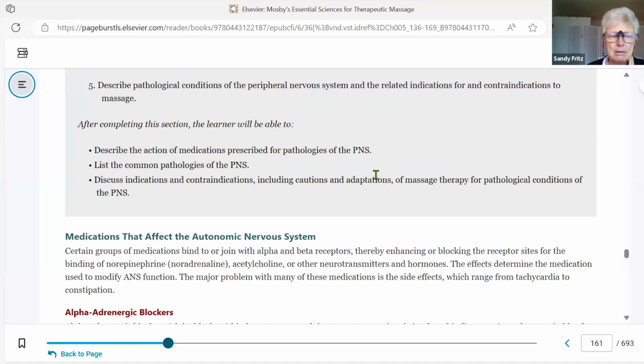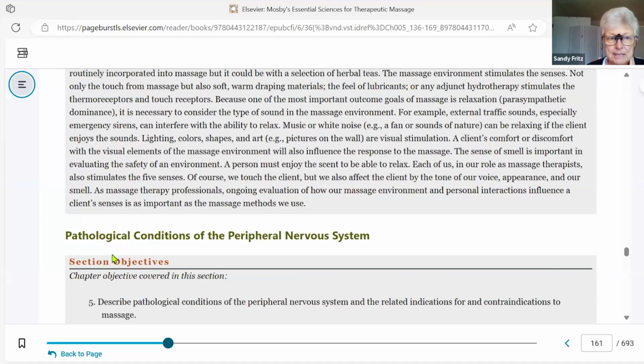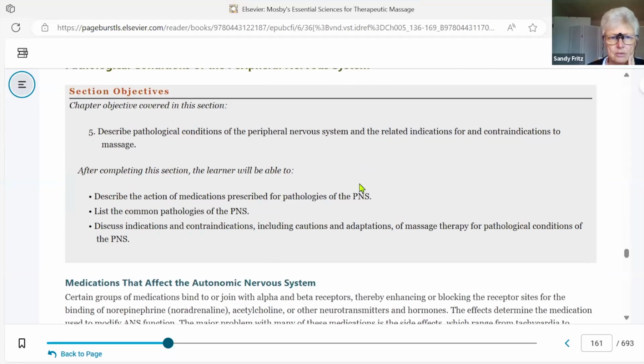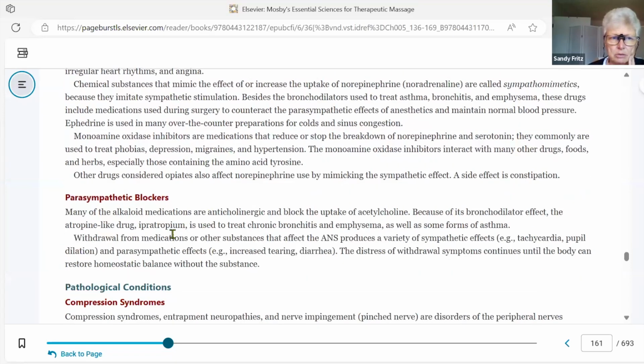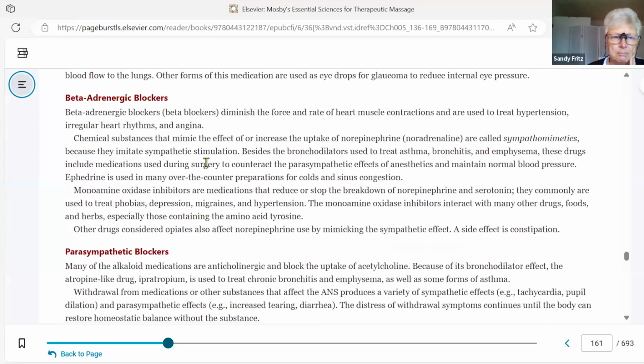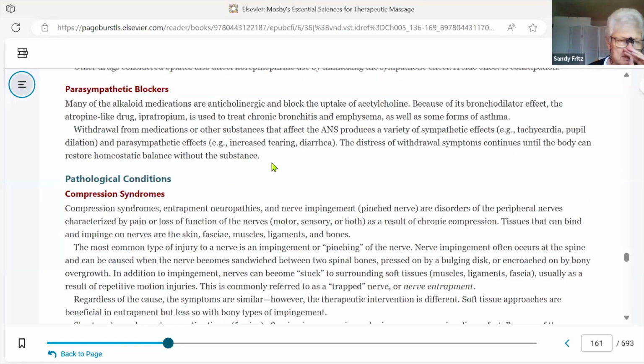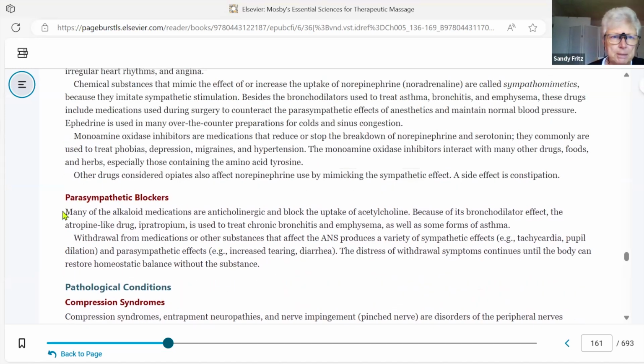And then here are our pathologies. These pathologies are common, so you're going to want to have a working knowledge of these. Here are the medications that affect the autonomic nervous system. These various blockers are used a lot, and they tend to bring down a sympathetic response, so they're going to slow the heart rate. But you also have some parasympathetic blockers that particularly are used for breathing issues like asthma or emphysema. They do help dilate these vessels, but they also are going to rev up the sympathetic autonomic nervous system.